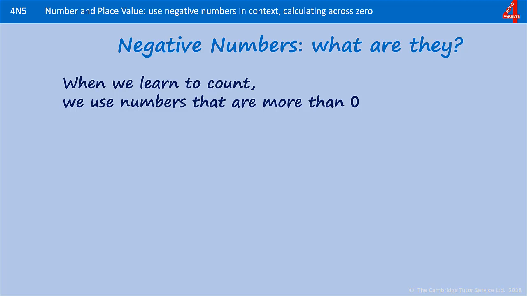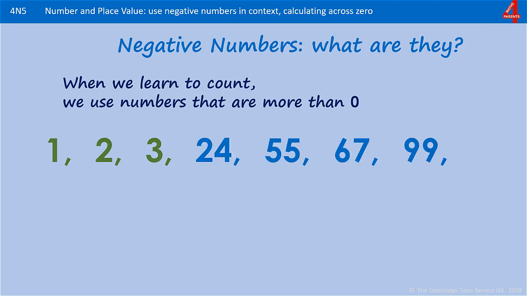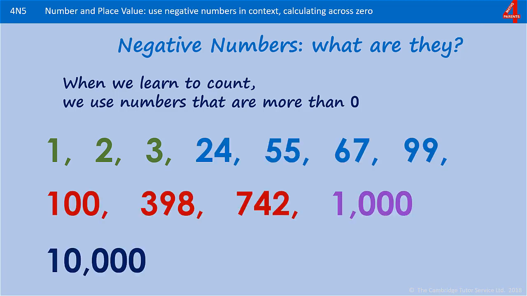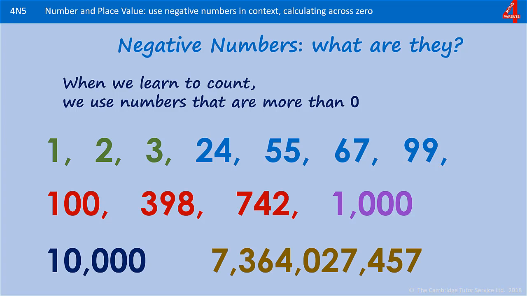What exactly are negative numbers? When we learn to count using what we think of as ordinary numbers, we're always thinking of numbers that are more than nothing, more than zero. The very first numbers we learn, 1, 2, 3, they're small, but they're more than nothing. And as we learn numbers that are bigger, they're that many places bigger than nothing.